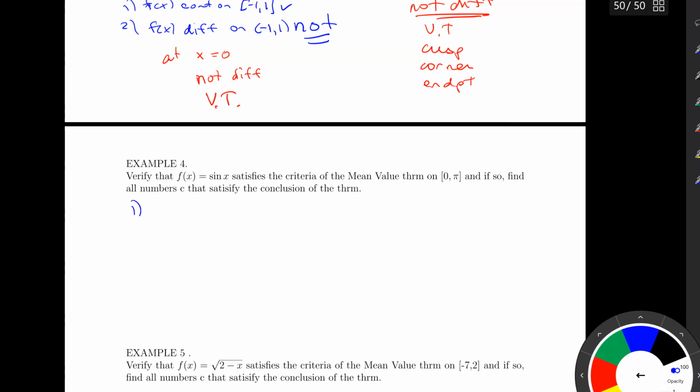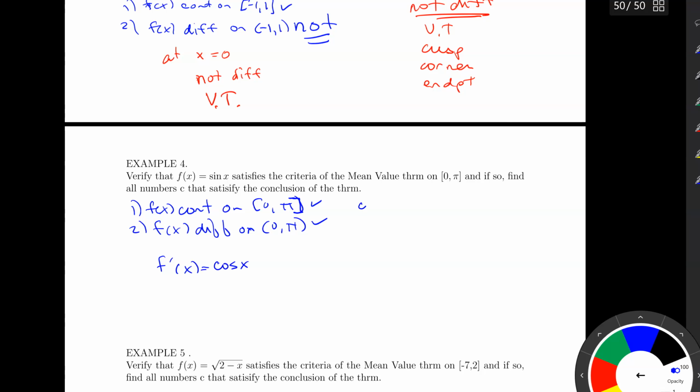Okay, trig functions, your favorite. So here we go. So is this continuous on 0 pi? It is. Check. Is this differentiable between 0 and pi? It is. Check. Okay, so let me go find the derivative first. So that's cosine of x.